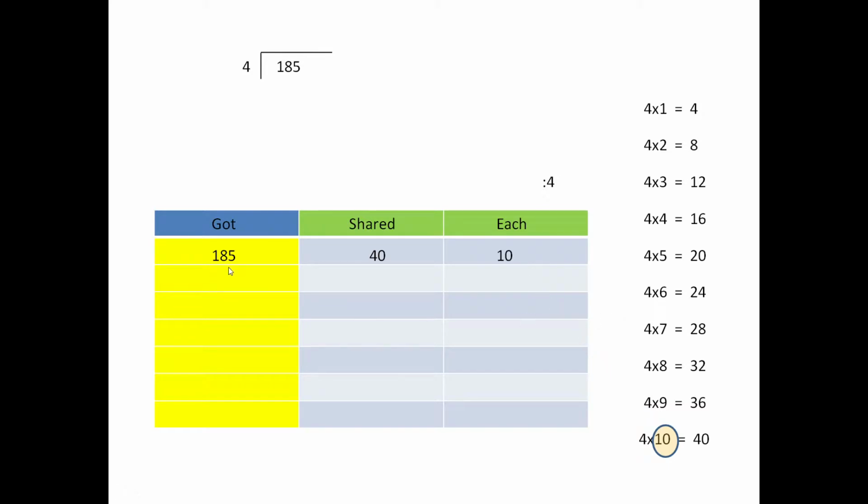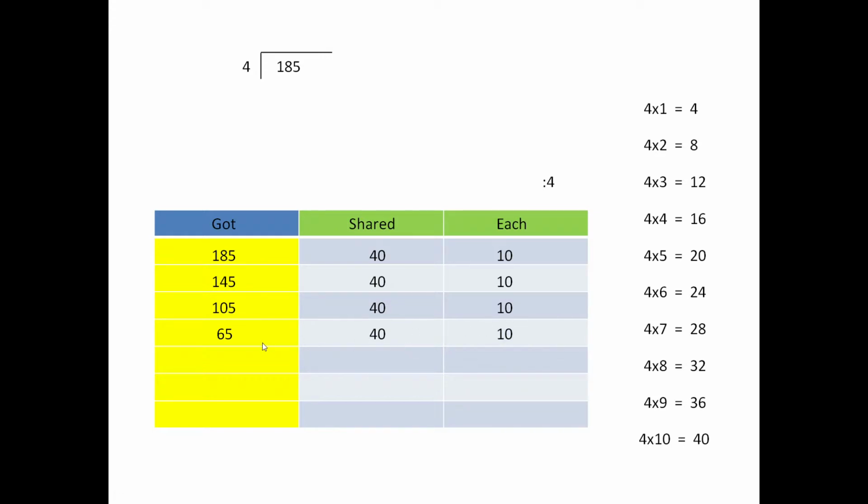We have 185, and we have shared with our friends 40, so we still have 145. We are still doing the same. We are going to share with them 40, and each one is going to receive 10. We have 145, and we have shared 40, so we now have 105. We share 40 again, and each one is going to receive 10 again. Having taken 40 away from 105, we still have 65. We share 40 again, and each one receives 10.